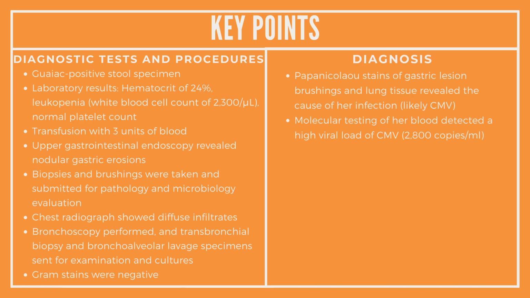Now, for the diagnostic tests and procedures: guaiac positive stool specimen, and her laboratory results were hematocrit of 24%, leukopenia, and a normal platelet count. Transfusion with 3 units of blood; upper gastrointestinal endoscopy revealed nodular gastric erosions. Biopsies and brushings were taken and submitted for pathology and microbiology evaluation. Her chest radiograph showed diffuse infiltrates, bronchoscopy was performed, and transbronchial biopsy and bronchoalveolar lavage specimens were sent for examination and cultures, and gram stains were negative.